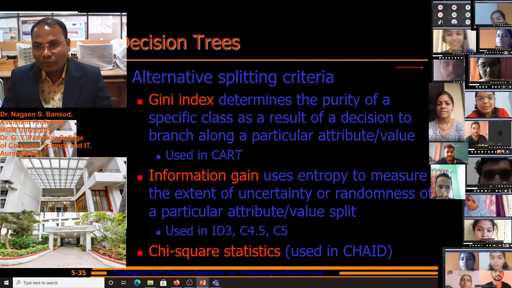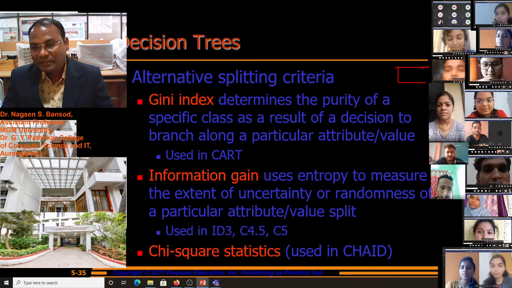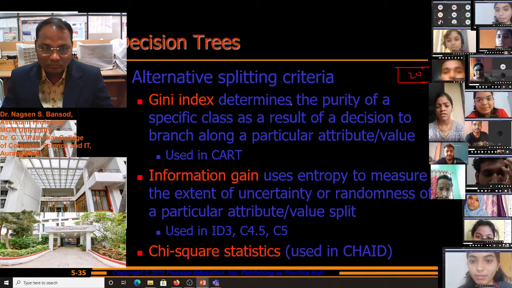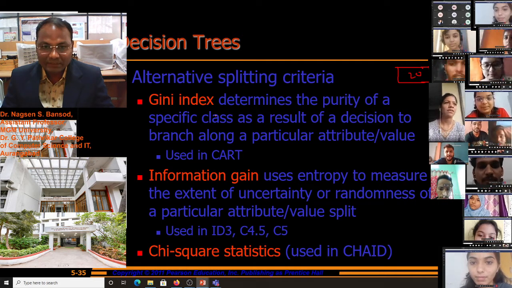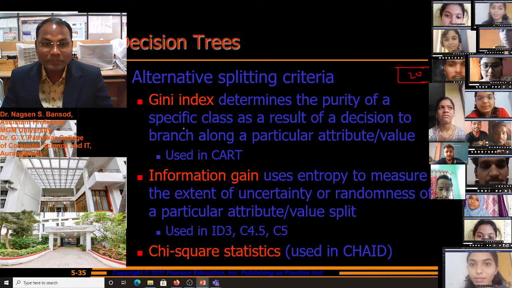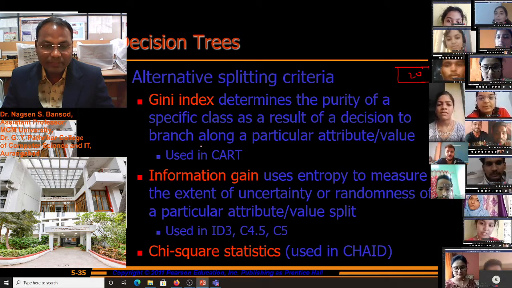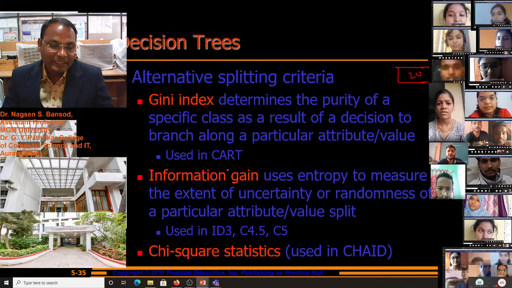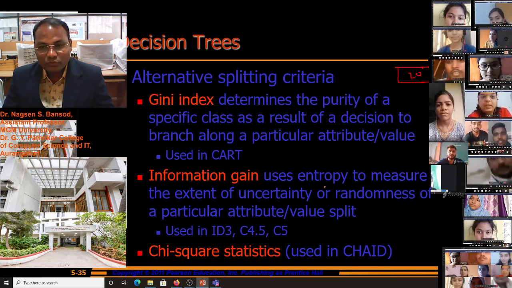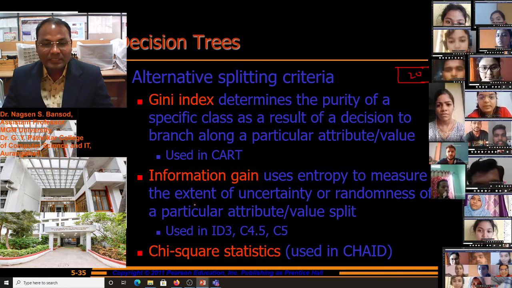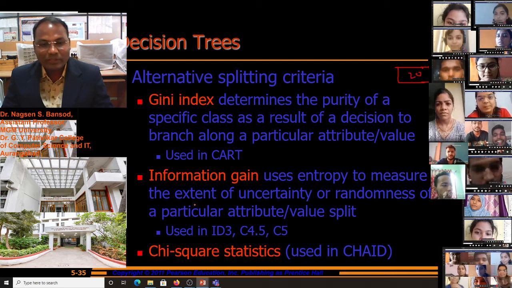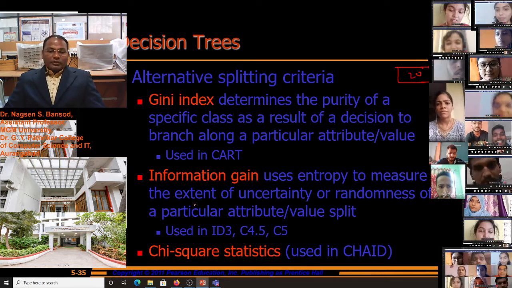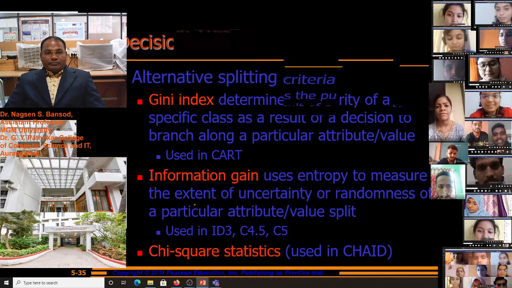In decision tree, we know we have to split the data into binary form, and from that, the Gini index determines the purity of the specific class as a result of the decision tree branch along a particular attribute value; for this we use CART. And in information gain, we use entropy to measure the extent of uncertainty or randomness of the particular attribute value split. As well, we can use chi-square statistics.